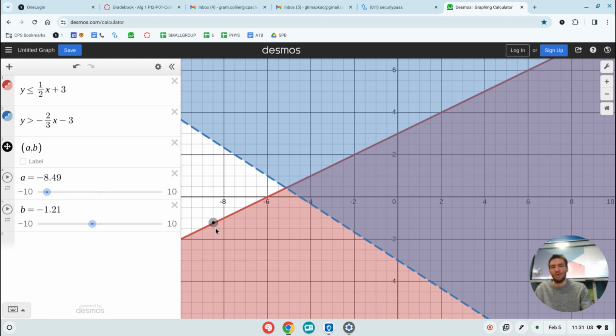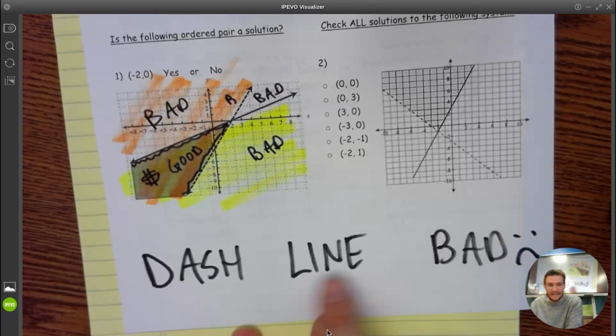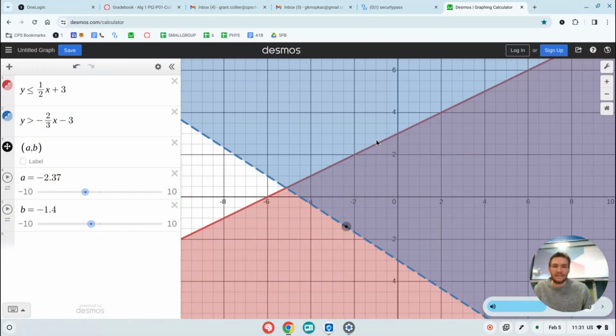All right, here comes the most important 60 seconds of class. Once we get through this 60 seconds right here, basically that's all the notes for the day, because we've learned every single thing. So here we go, 60 seconds. If I put this dot right here, is that a solution or not? It is on the purple section, but it's on the line. Do dashed lines count? No, right? That's not that hard, honestly. Dashed line's bad, right? Dash line bad. We literally got it written down. Dash line bad. All caps. Size 80 font.